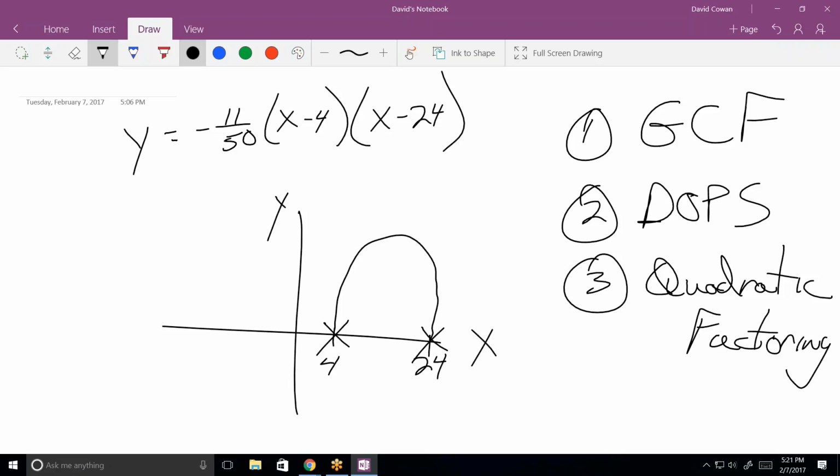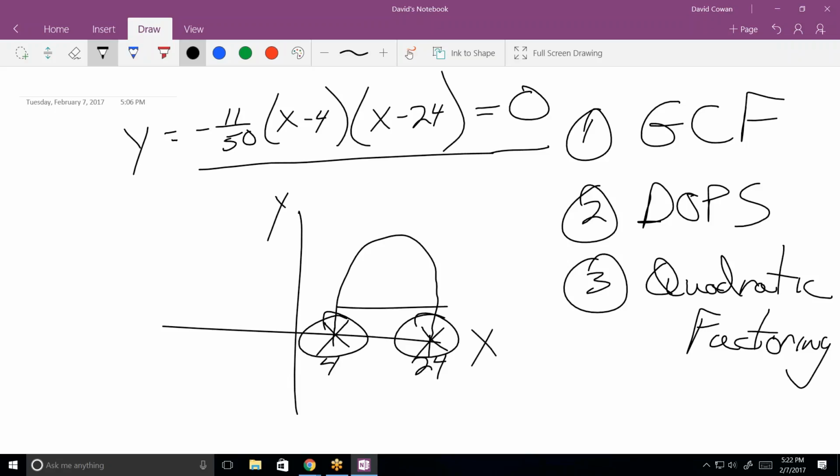So when you're solving for the x-intercepts, or sometimes called the zeros of the polynomial, you set it equal to 0 because that's what y is. When you're looking for where that occurs, it occurs when y is 0. So if we're solving that equation, we get x equal 4 and x equal 24. What's the width of the tunnel? What's this distance here? 20. The difference between the two numbers.